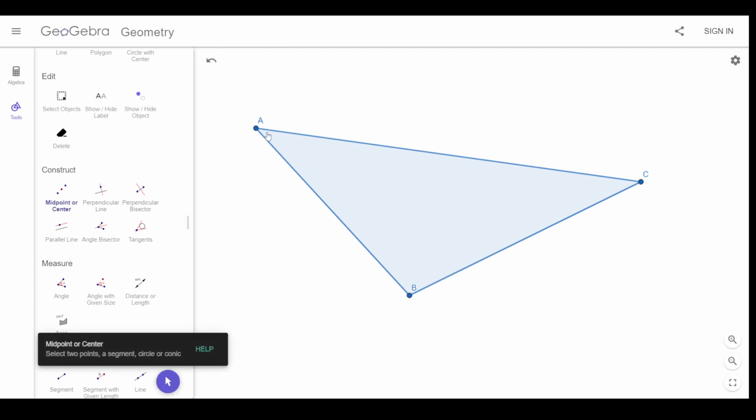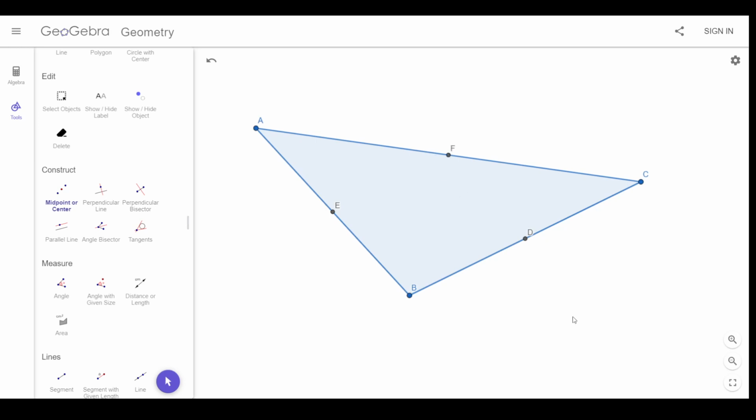Okay. So watch what I'm going to do. I'm just going to click on this line, and it's going to put a point D. Guess where that is? That's the midpoint. So I'm going to do that to all three sides. So E is a midpoint, and F is a midpoint. Did you notice I clicked here, but it put the midpoint where the midpoint actually was?